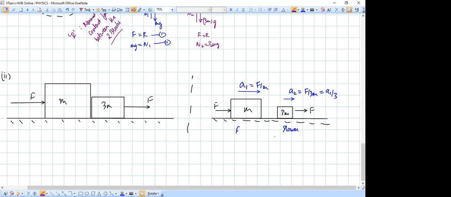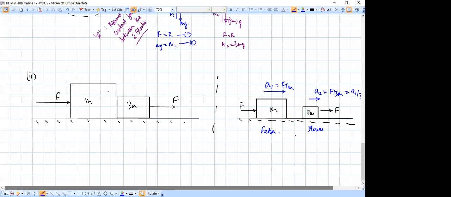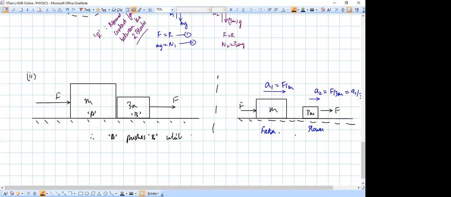Now you can see that this situation here is not possible. So what is happening here is the block A has a tendency to move faster because of the force F that we are pushing it with compared to the block B. So what happens is it pushes against B. So therefore A pushes B while they move together. That means they move while they are in contact. That is the point over here.